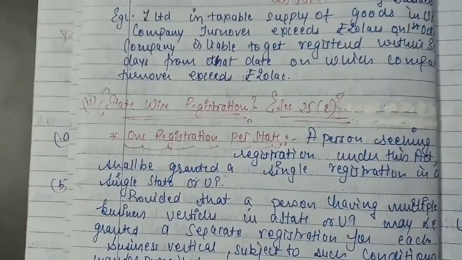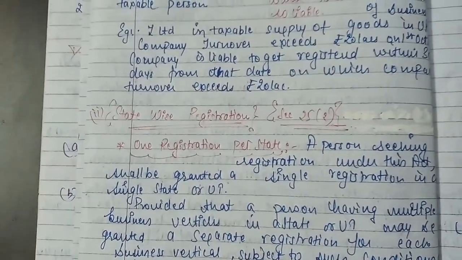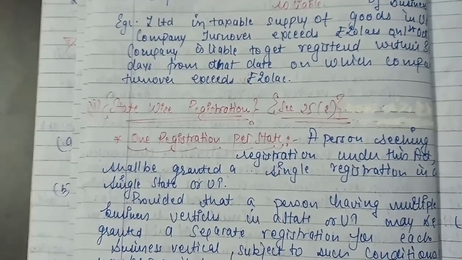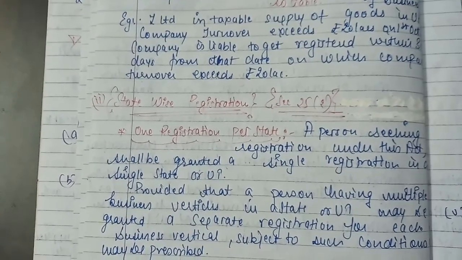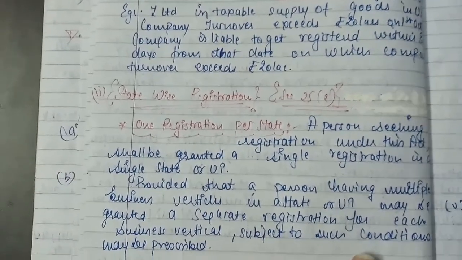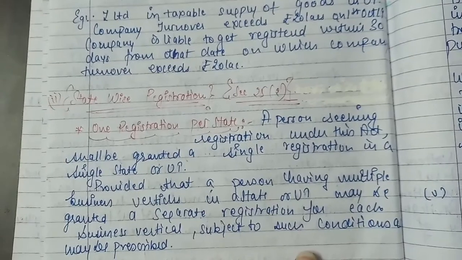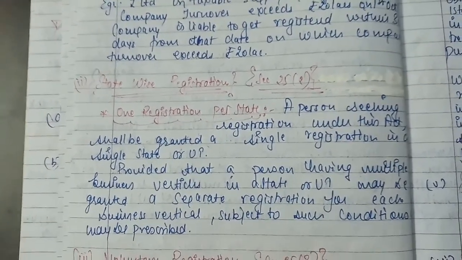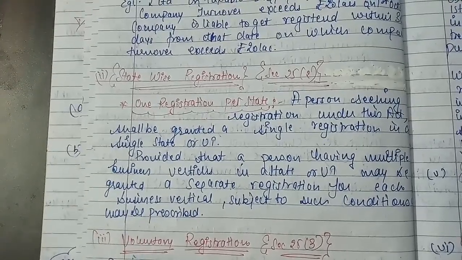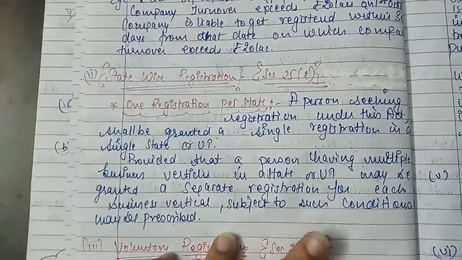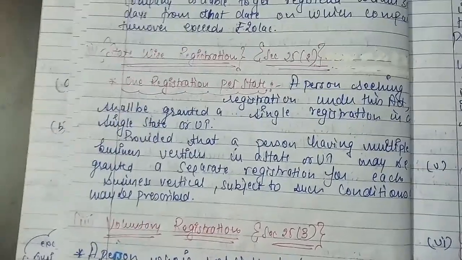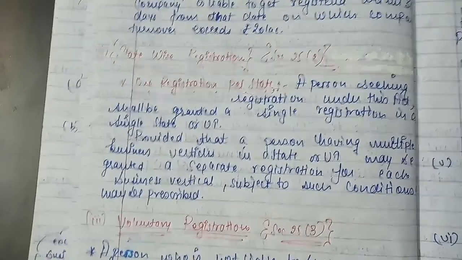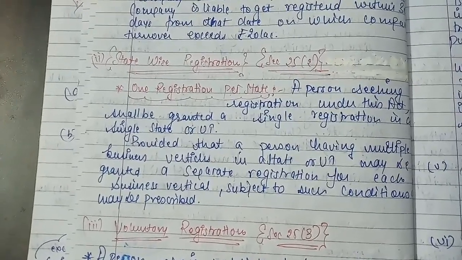Now come over to its next subsection, which stands for state-wise registration, which means one registration per state. The person seeking registration under this Act shall be granted a single registration in a single state or union territory, provided that persons having multiple business verticals in a state or UT may be granted a separate registration for each business vertical, subject to such conditions as may be prescribed.